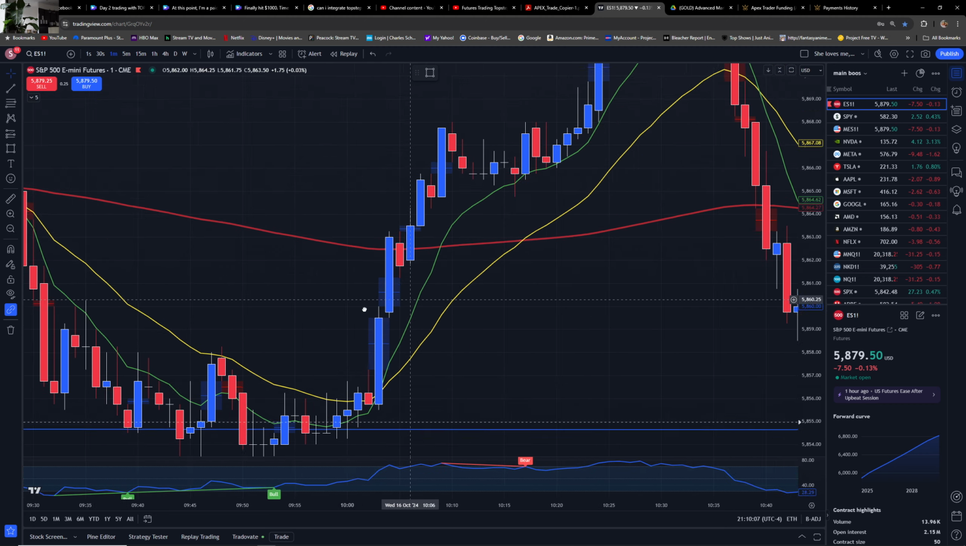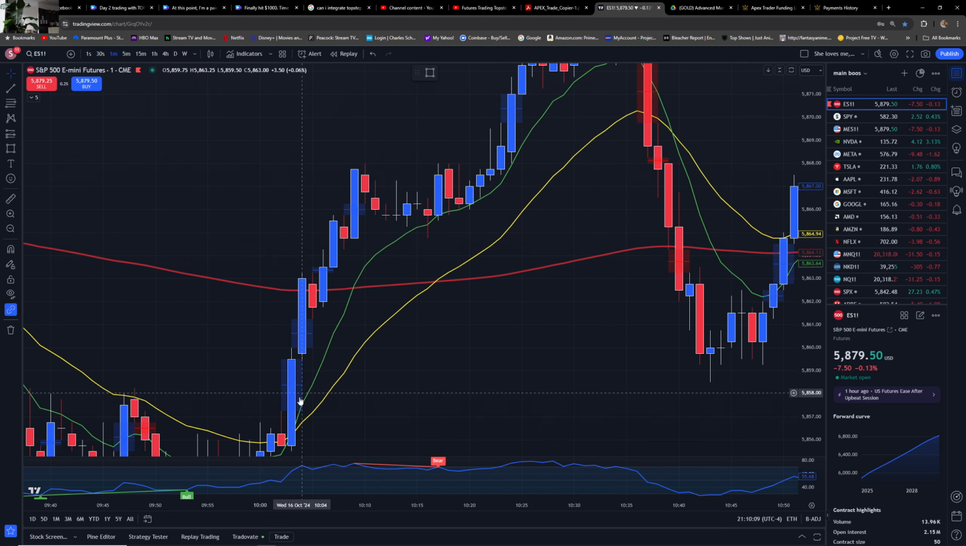Okay, but now we're getting back to the 200 EMA, right? Since we're in an uptrend, I know we're going to get a strong pullback at some point in time. It's going to happen at the 200 EMA. We get a strong pullback at the 200 EMA to the volume imbalance. We don't make it all the way to the 9.